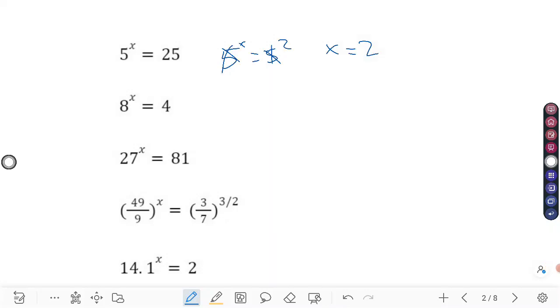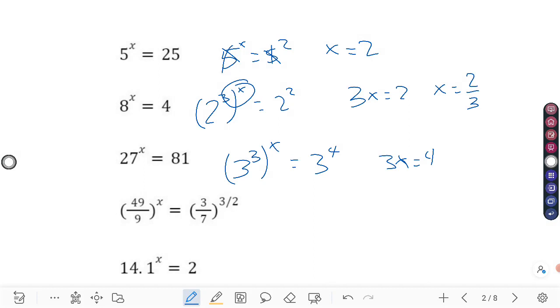Okay, the next one, we have to convert both. Then use those rules of exponents to multiply. We end up with 3x equals 2, so x equals 2/3. All right, same thing with the next one. We have to convert both. 3 to the 3, 3 to the 4th. So 3x equals 4, and x equals 4/3.